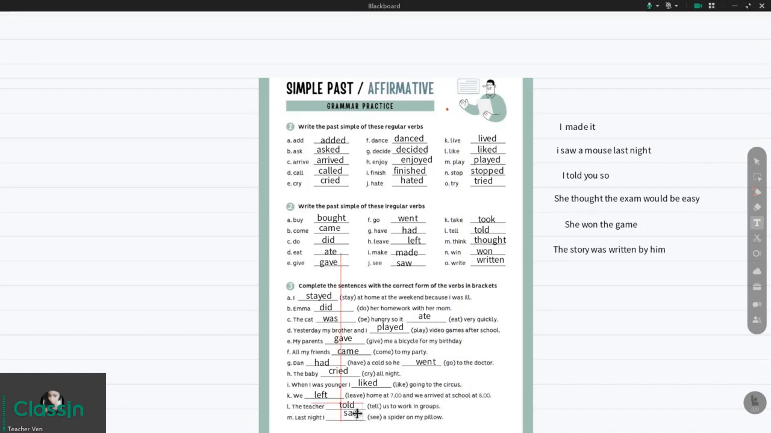Okay. Maybe it's better if we drag it a little here so you can see it perfectly. Okay. Let's read it again. Last night I saw a spider on my pillow. All right. We got it, right? Did we get the correct word? Last night I saw a spider on my pillow. Okay. Do you have any more questions?